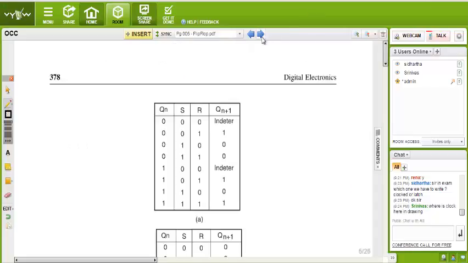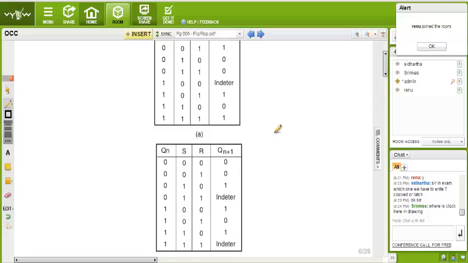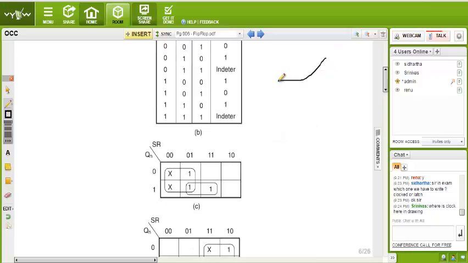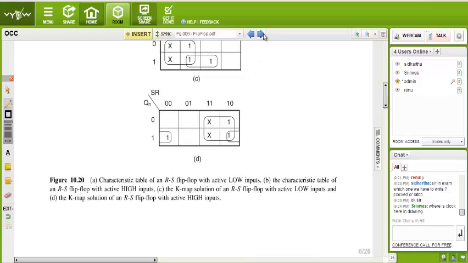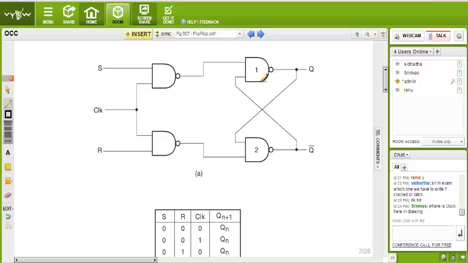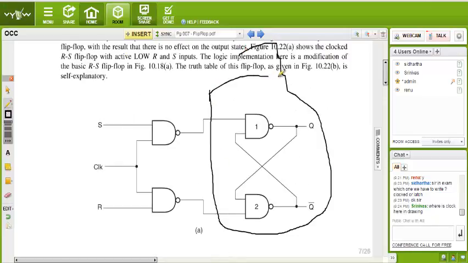Here two states are given: active low and active high. We remember the active high one. First we see this circuit. The description is written over there. If you understand the logic, you can write everything. See the circuit first. We know this circuit, am I right? It was the latch circuit.